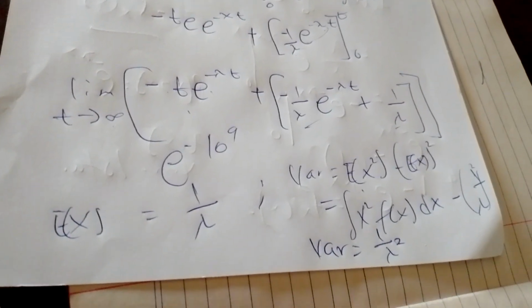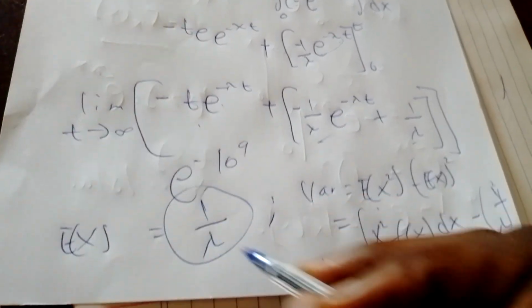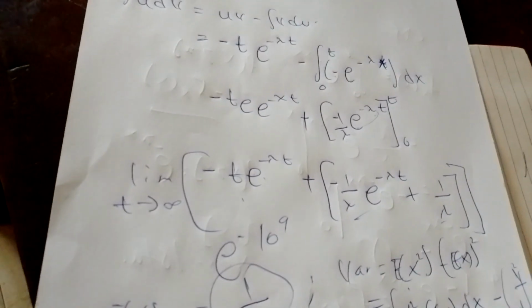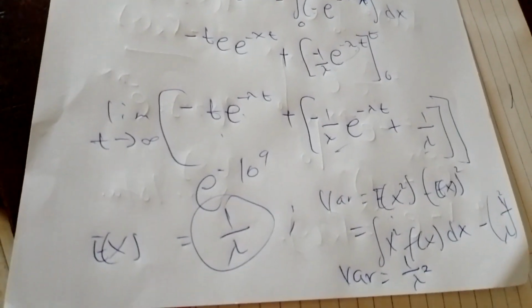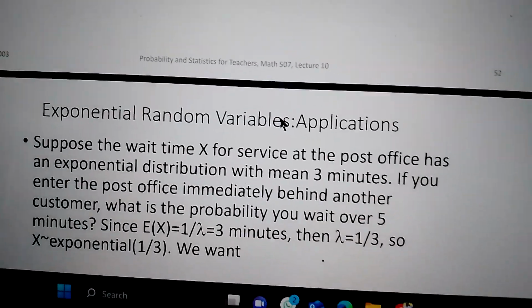So now that you have our variance, we have our expectation of x, which is the mean, to be 1 on lambda, and then we have our variance to be 1 on lambda squared. Now let's pick some example and then see how we can work it out. So let's pick example 1. Let me just show you this from the slide. You can check it out for yourself.